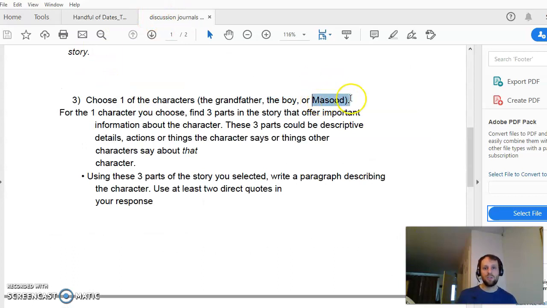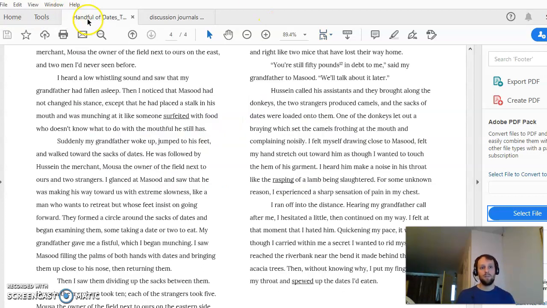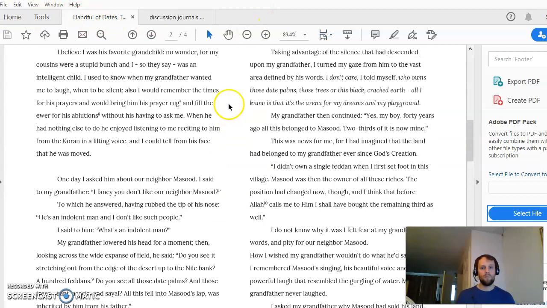Lastly, we talked about Masood. And Masood is a really interesting character. If you're going to choose Masood, you definitely want to find information from different parts of the story, and I'll show you why.